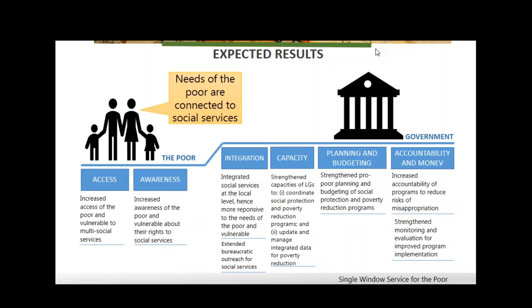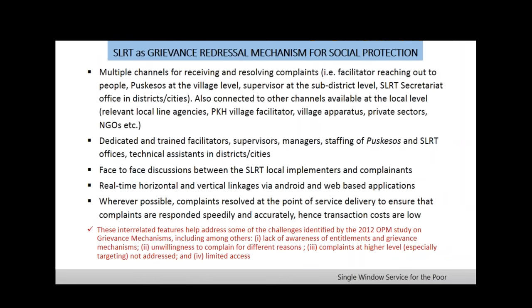So SLRT can be considered as a grievance redressal mechanism for social protection. SLRT provides multiple channels for receiving and resolving complaints. As I mentioned earlier, there are facilitators reaching out to people, and then you have Puskesos, a social welfare center, or miniature of SLRT at the village level. And then you also have supervisors at the sub-district level, and then there is the SLRT secretariat office at the district level. So SLRT is providing multiple channels at different levels.